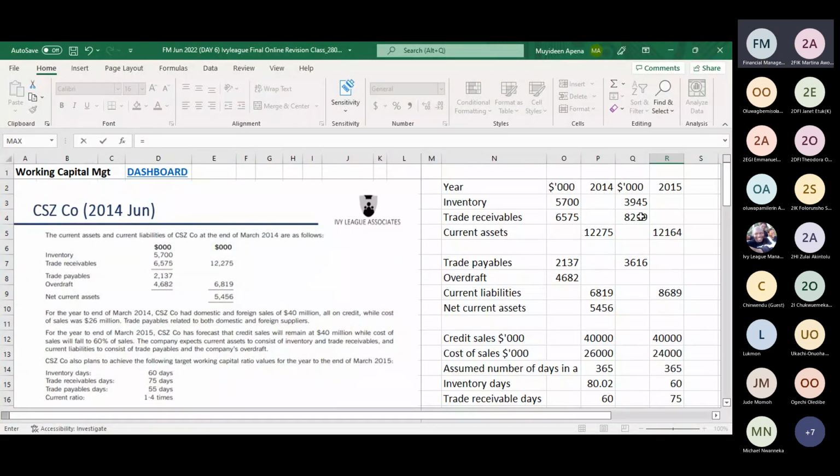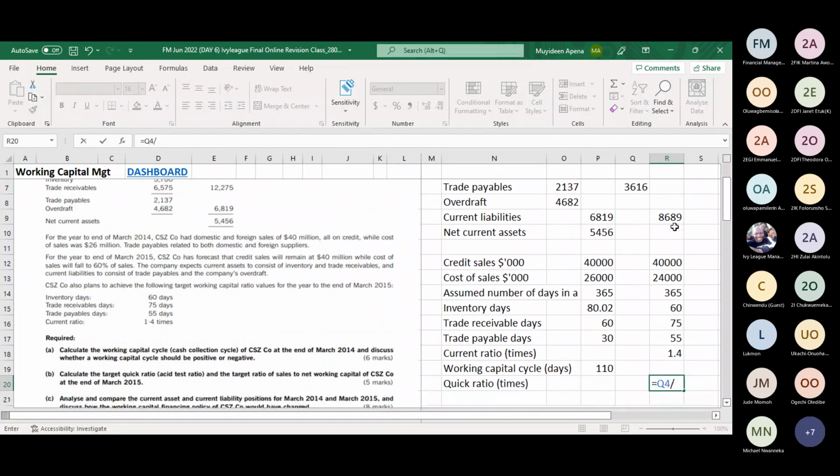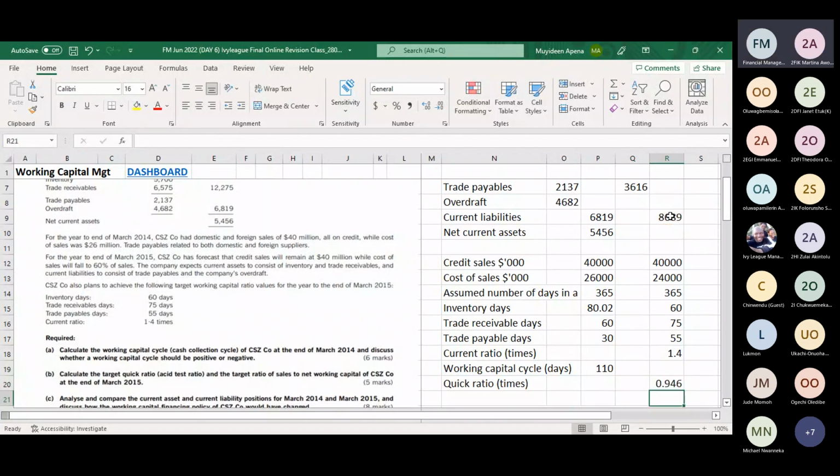Why I've said that is because in case there's cash, you must consider it. So every other thing in current assets excluding inventory. Please take note. So trade receivable is the only thing available here once you take out inventory. So we can pick that and then divide it by current liabilities for that year, which we have calculated here. Can we see it? Yes, sir. This gives us 0.946. That's what we're asked to calculate.